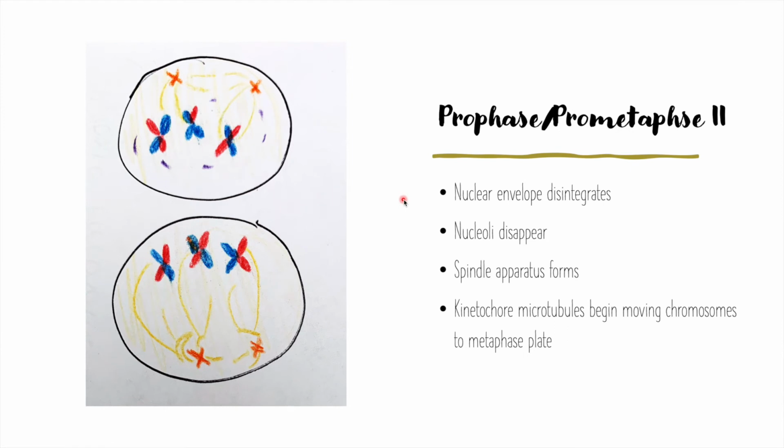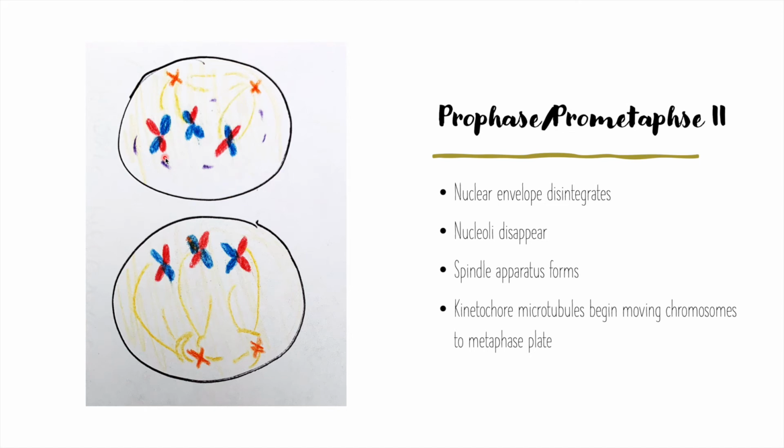The second stage of meiosis, meiosis 2, is the same process as mitosis. In prophase 2 and prometaphase 2, the nuclear envelope disintegrates and the nucleoli disappear. The spindle apparatus forms, and the microtubules begin to attach to the kinetochore proteins of the chromosomes. The kinetochore microtubules then begin moving the chromosomes to the metaphase plate. You will notice that in meiosis 2, chromosomes are composed of two sister chromatids with non-sister chromatid regions.